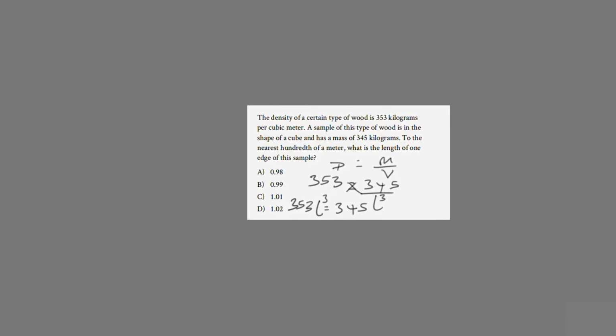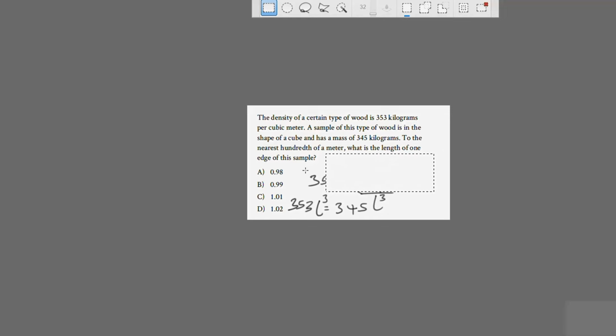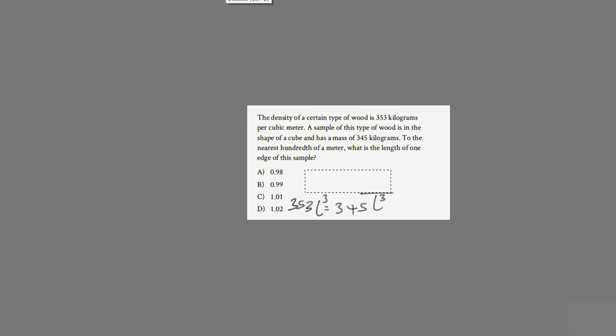Let's wipe some parts and complete this solution. We're almost done. Just simple logic, basic mathematics, and you'll be good to go. So if you make L the subject of the formula, you're going to have L cubed equals 345 over 353.